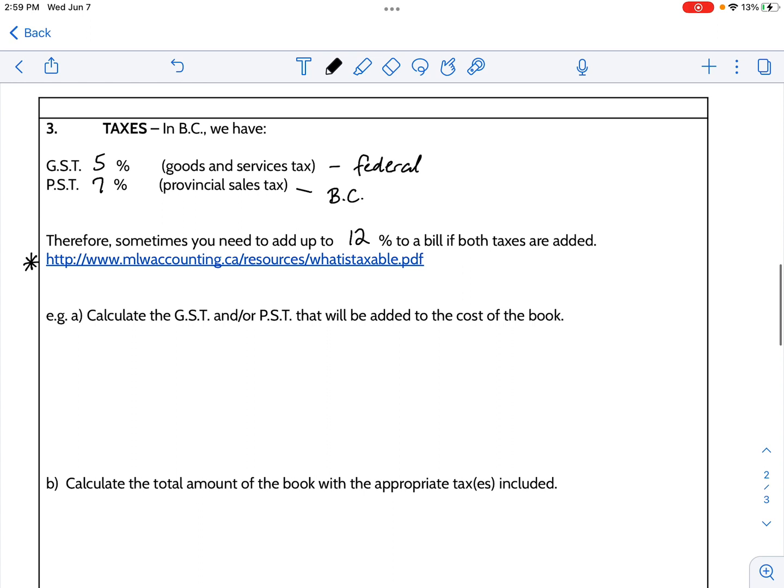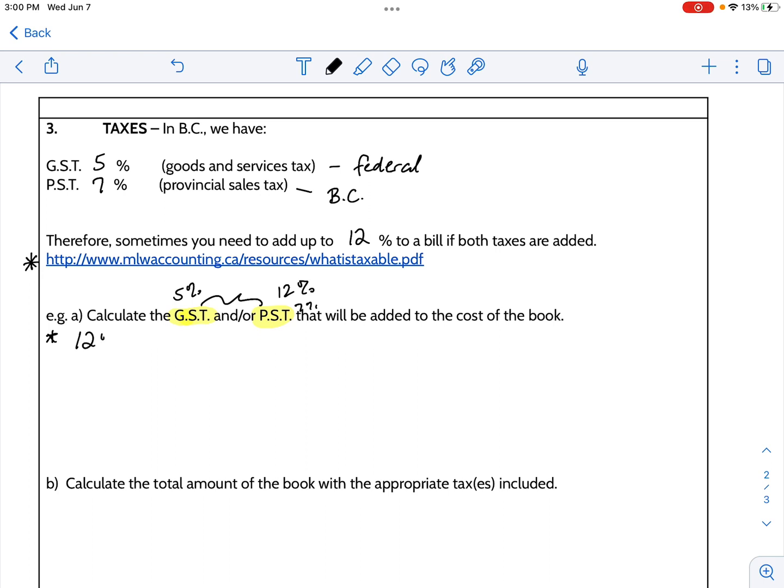So what you first have to do is calculate the GST and the PST that will be added to the cost of the book, okay? Now, this is where you have to be careful, and I want you to jot this down too. Make sure you're jotting everything down. Because it's GST and PST, it's 12% because you're adding the 5% and you're adding the 7%, right? So it's going to be a total of 12%.